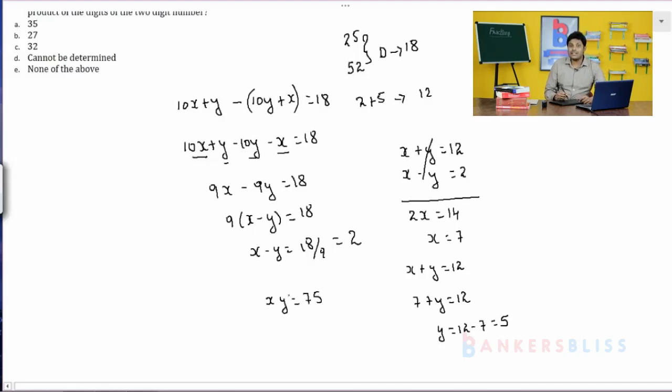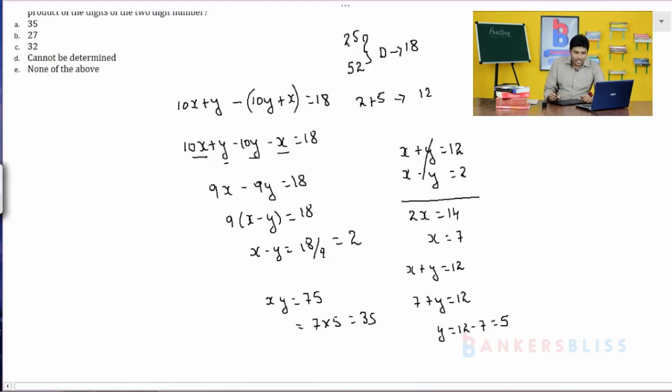But what are they asking? They are asking the product of the two digits. So, 7 into 5, that is 35. See, this is the lengthiest procedure that we have to use. But you have one more technique, the shortcut technique. You can go with that.